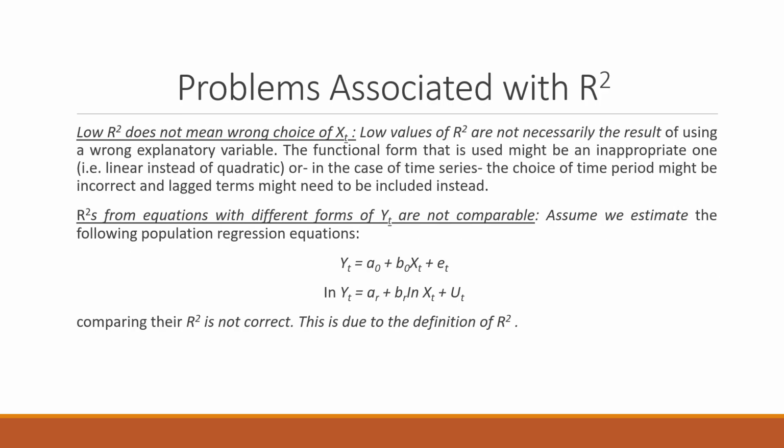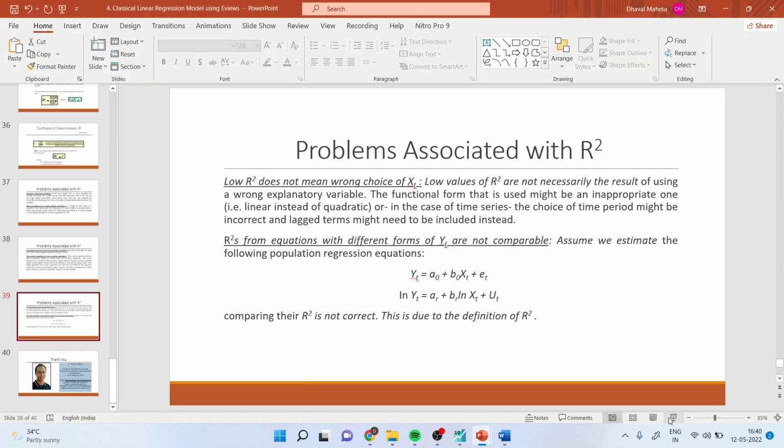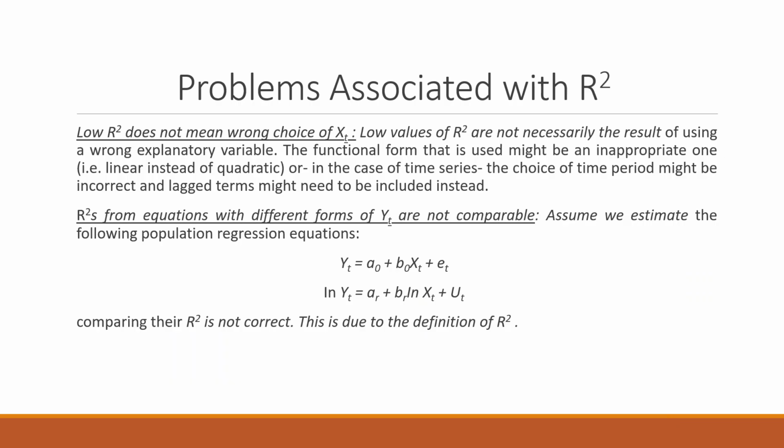Low R square does not mean that it is a wrong choice of xt. The functional form that is used may be inappropriate, or in the case of time series, the choice of time period might be incorrect and lag terms might need to be included. So low R square does not suggest that there is a wrong choice of xt.